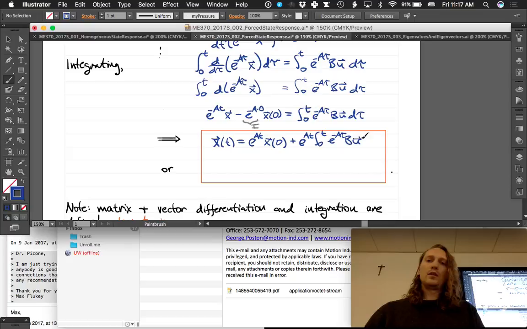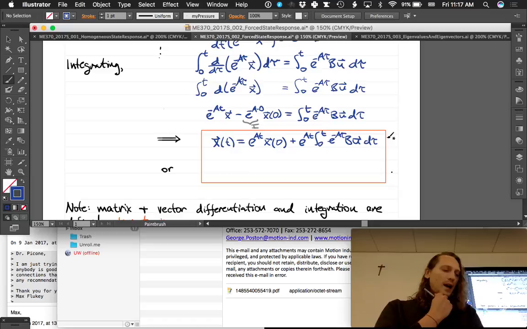Now, how did I get that? There were a couple steps that I did. Solving for x, I added x naught, x of 0, the initial condition, to both sides. So that's how this term got here on the right-hand side.